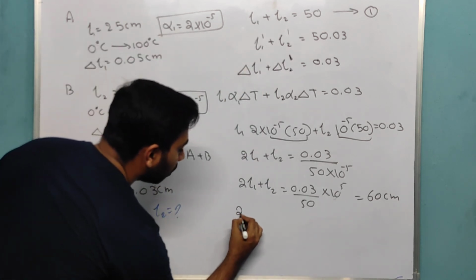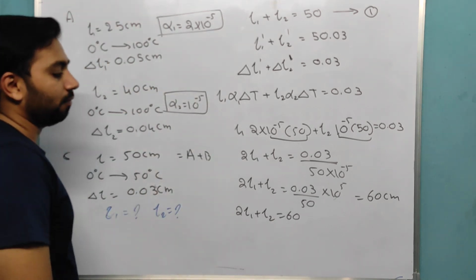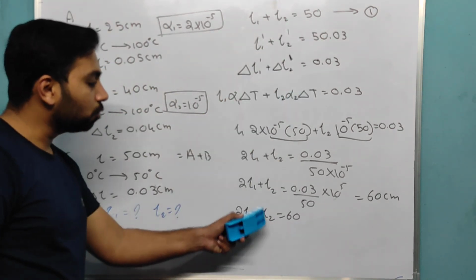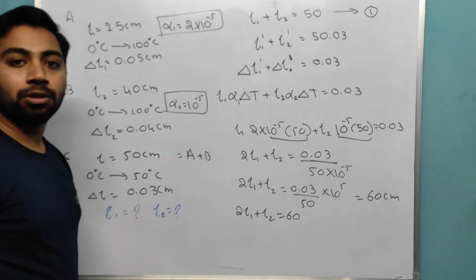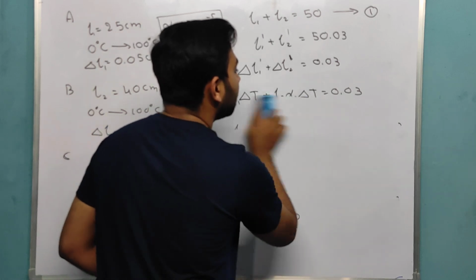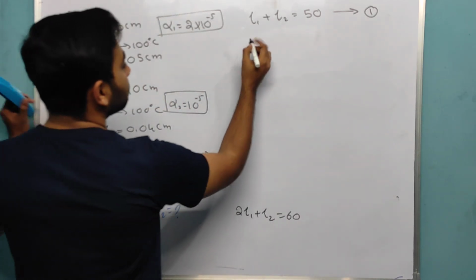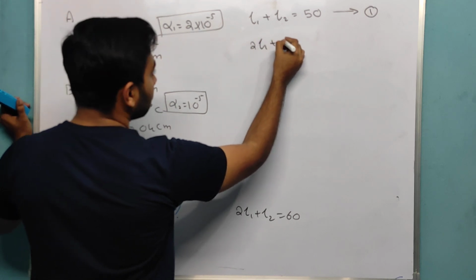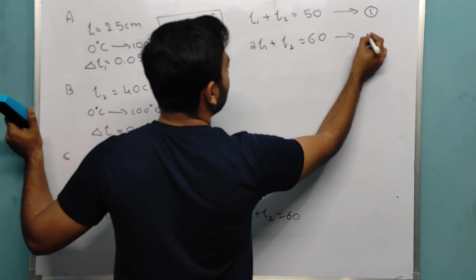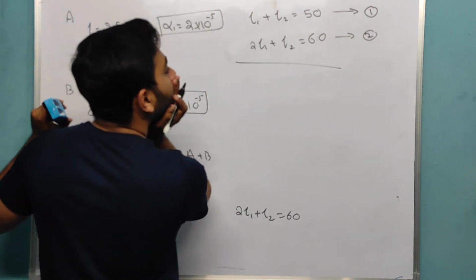Which means totally we got 2L1 plus L2 equals 60. Alright, fine. Now the same thing, see here: L1 plus L2 is equal to 50, and 2L1 plus L2 is equal to 60. Now can I solve both of these and get the final answer? Let's solve this and get our final answer. The first expression is L1 plus L2 equals 50, and the next expression is 2L1 plus L2 equals 60. Now this is our second expression. Now can I write it like this?